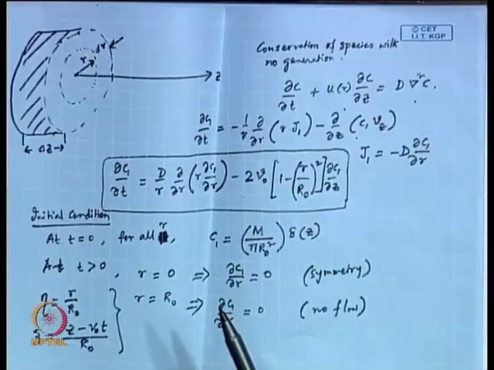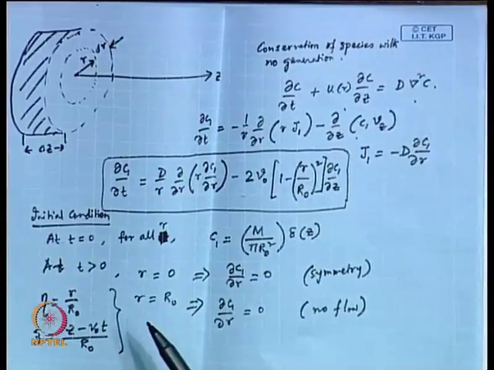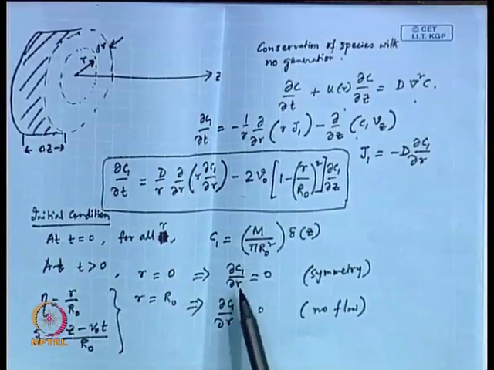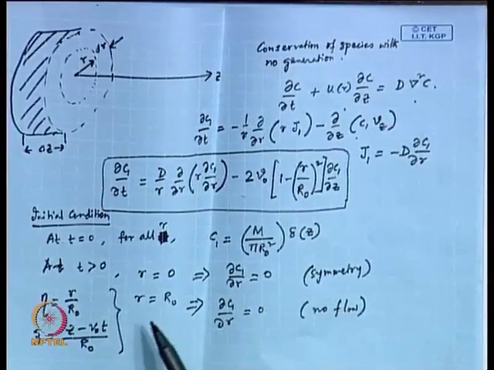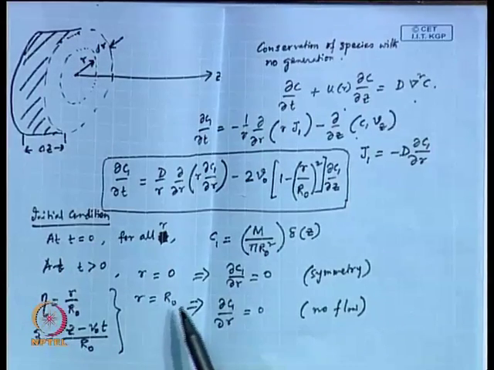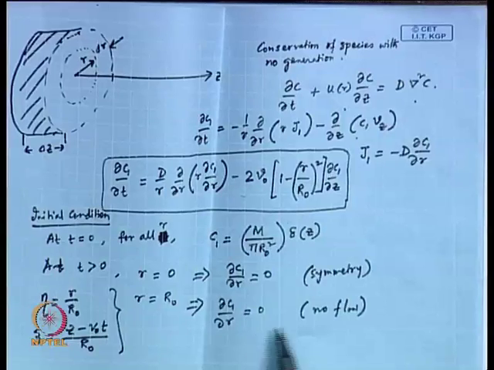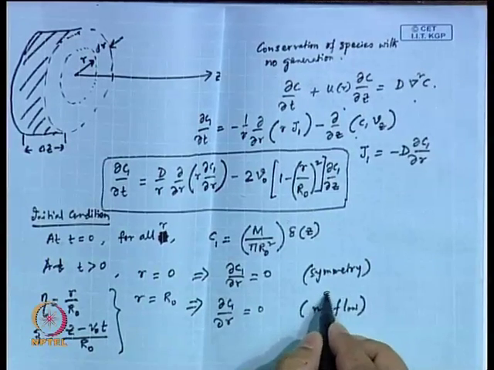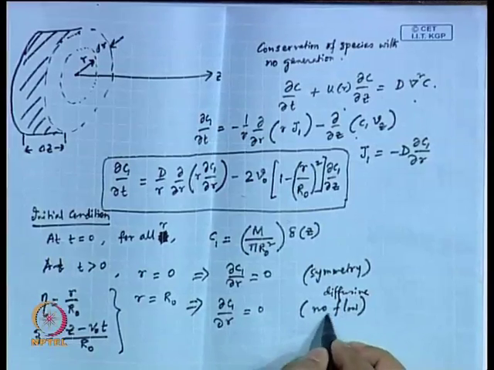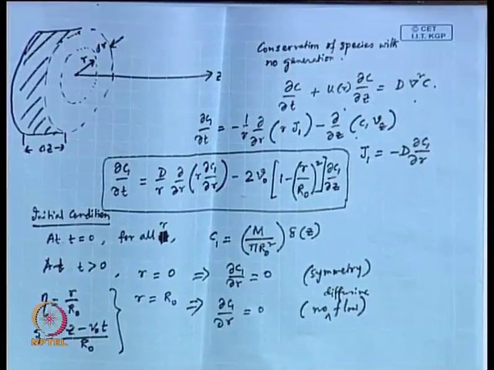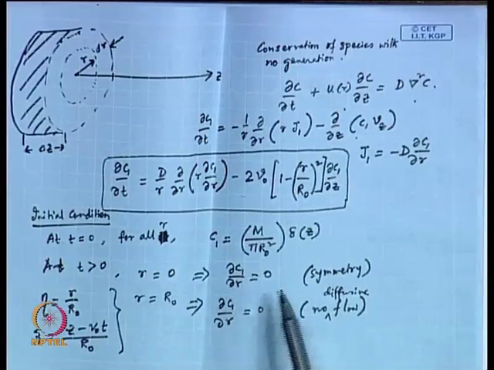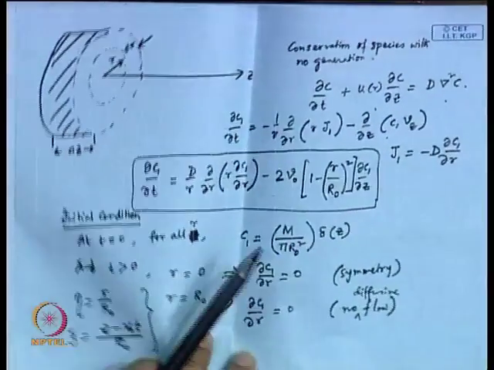Then for t greater than 0, you have assumed that at r equal to 0, del C1 del r equal to 0, which arises from symmetry, and at r equal to R0, that means at the wall, del C1 del r is equal to 0, which arises from no diffusive flow. That means at the wall, there is not any diffusion taking place. And at r equal to 0, whatever profile you have has a symmetry along the central axis, so that has to be honored. So, these are the boundary conditions that you have for all t greater than 0.